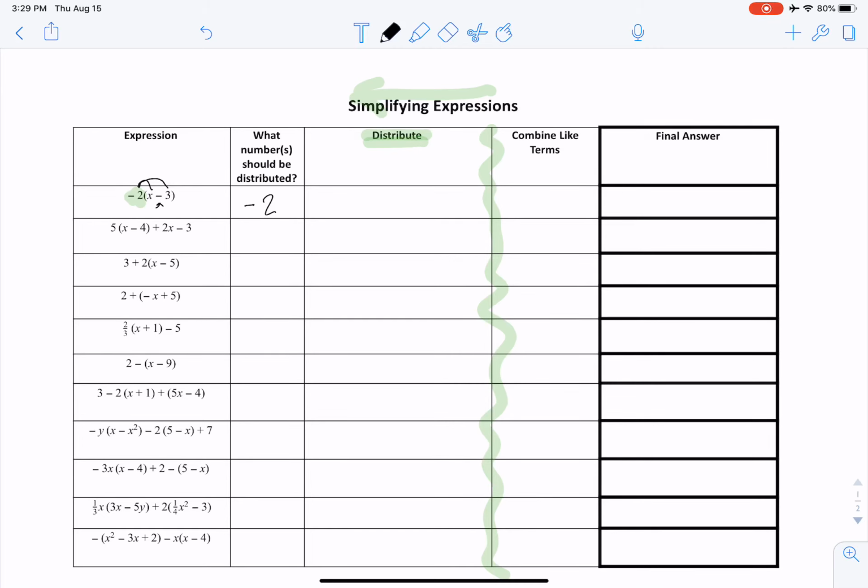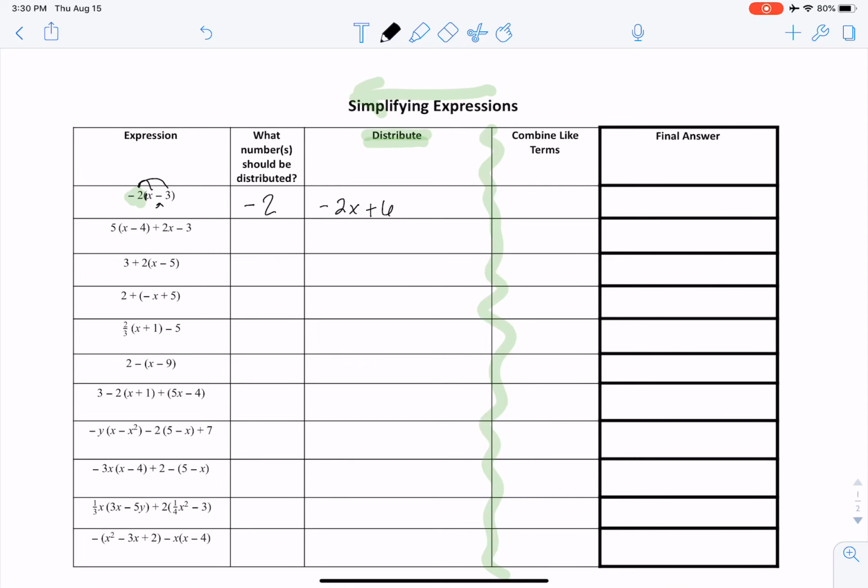So what we have is -2 times this x, which really has a 1 in front. So -2 times 1 is -2. Because it had an x, we're going to keep the x. -2 times -3 is a positive 6.